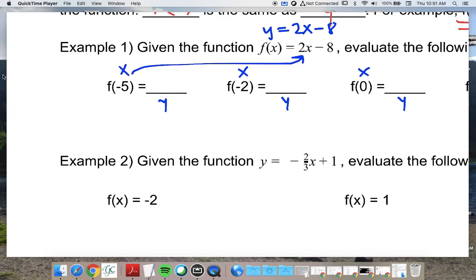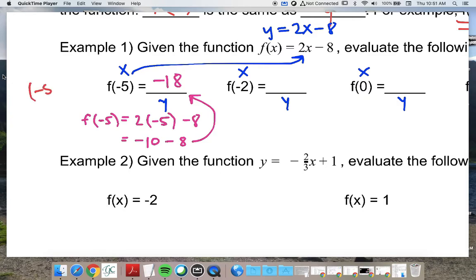So we're going to plug in negative 5 for x, so f of negative 5 is equal to 2 times negative 5 minus 8. 2 times negative 5 is negative 10, minus 8 gives us negative 18 as our y value. So we could also write this as the ordered pair negative 5, negative 18. Two ways to represent that information. Okay, then we'll move to our next one.